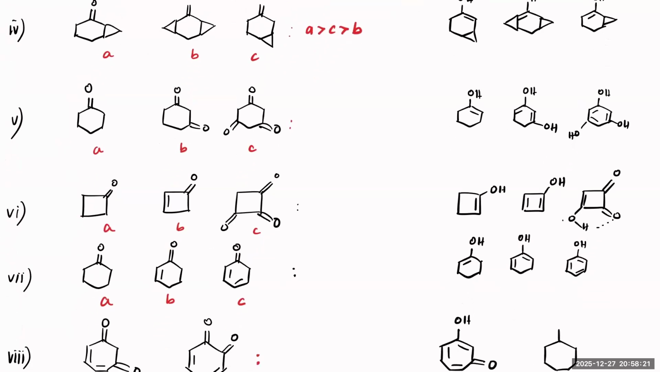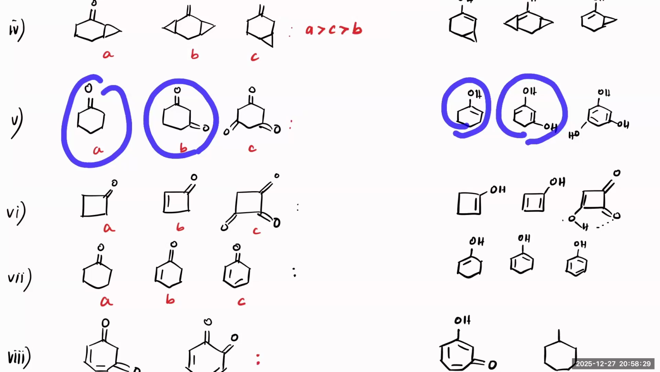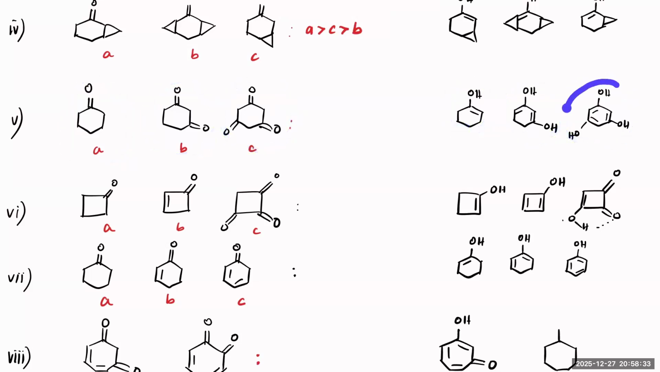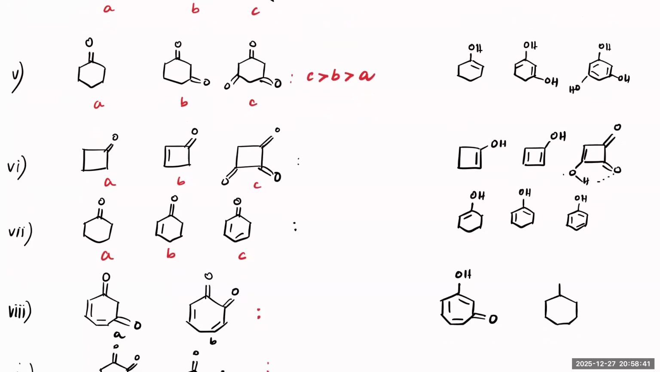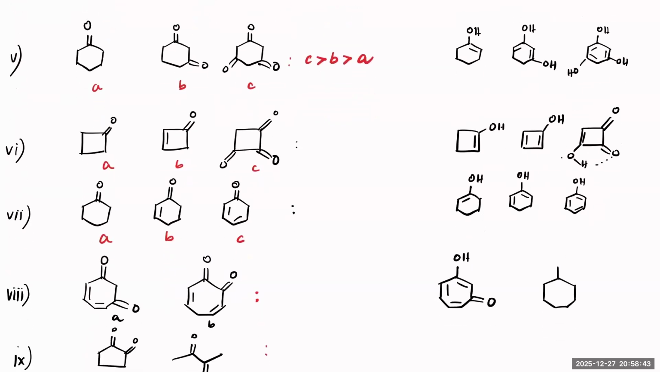Next one. Next, A, B, C. For A, this is the enol form. For B, this is the enol form. For C, this is the enol form. In the case of C, the resonance factor is so much that it is aromatic. So C is better than B, than A. The fifth case is clear. See the sixth one.